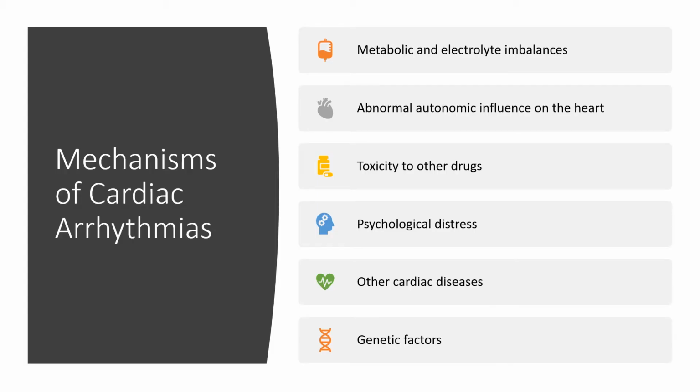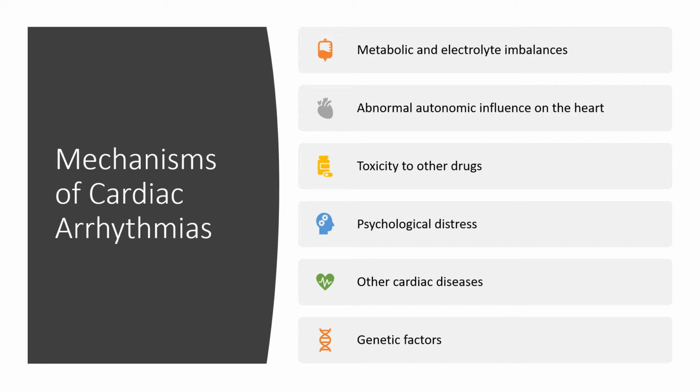There are many different causes of cardiac arrhythmias. Some include metabolic and electrolyte imbalances, if we have any type of abnormal autonomic influence on the heart, if we're taking any drug that could induce arrhythmias, even if we're taking the antiarrhythmic drugs. Toxicity to these particular drugs can result in unwanted arrhythmias. Psychological distress is also shown to induce arrhythmias, so stay stress-free as much as possible, practice breathing, practice meditation, practice being mindful, and keep your stress levels as low as you possibly can.